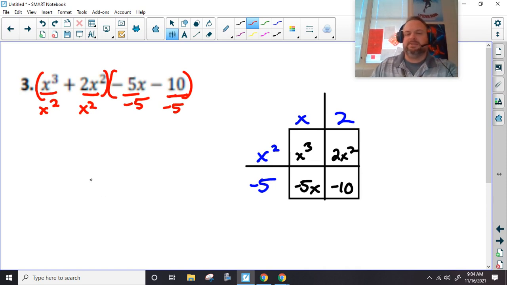What do you mean where I get x2? This one? Well, what's the GCF between x to the third and 2x squared? What's the smallest power, 2 or 3? Nope. Didn't divide it.